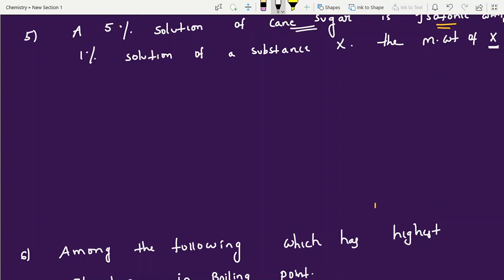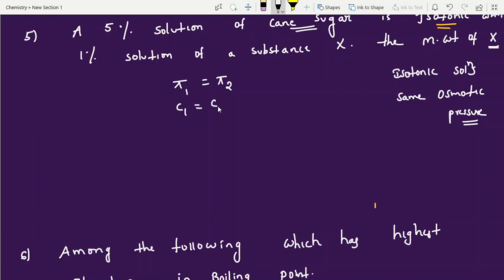Next, this is one of the most important models under osmotic pressure. See here, isotonic solutions they have mentioned. Isotonic solutions are nothing but solutions with the same osmotic pressure. So that means pi1 equal to pi2. That is nothing but C1 equal to C2. What is C? Concentration, that is nothing but n1 present in 1 liter of solution.